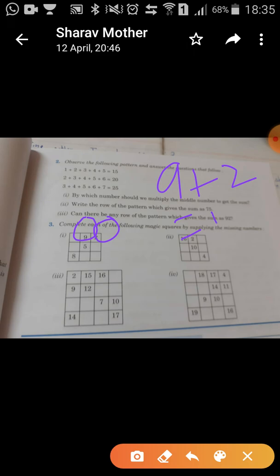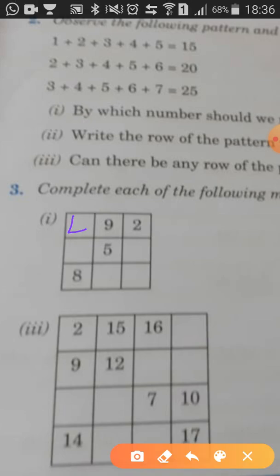What is 9 plus 2? 11. Now I said that if you add up each and everything, you should get 15. So 11 plus how much is 15? 11 plus 4 is 15. Yes, so this box I will write 4 over here, which makes 9 plus 2 plus 4, 15.